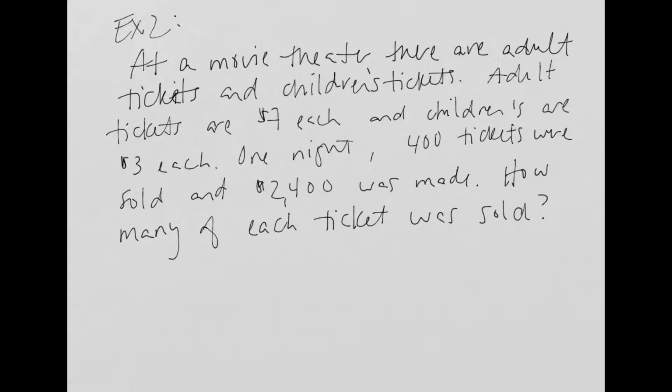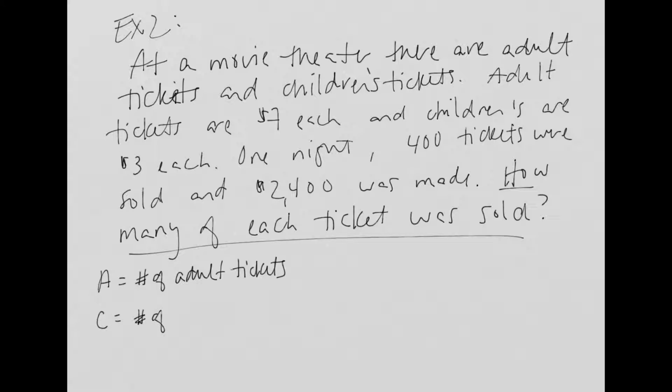So the first step is, what are our variables? So read the question. What are we trying to solve for? Well, if you read this last sentence, how many of each ticket was sold? That's what we're trying to answer. So I'm trying to say how many adult tickets and how many children's tickets. So let's say that A is the number of adult tickets, and let's say that C is the number of children's tickets. So those are the 2 things that we're trying to solve for, so those are going to be our variables, right? Hopefully that makes sense.